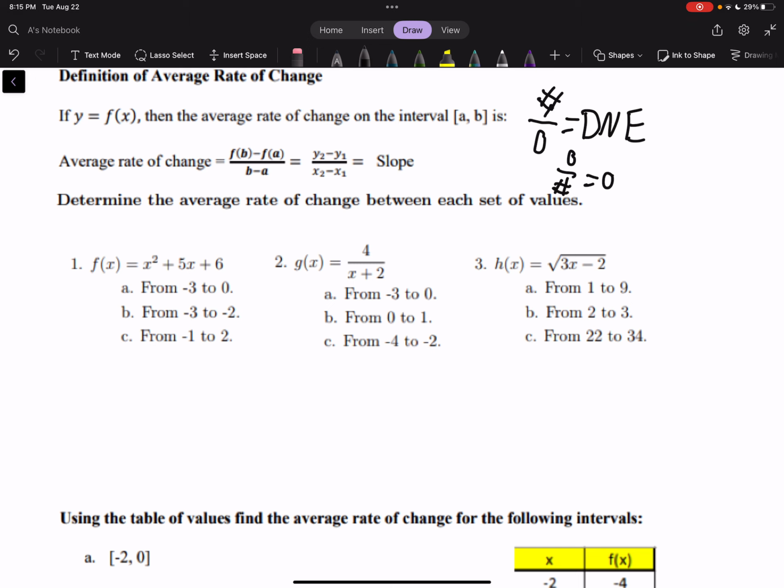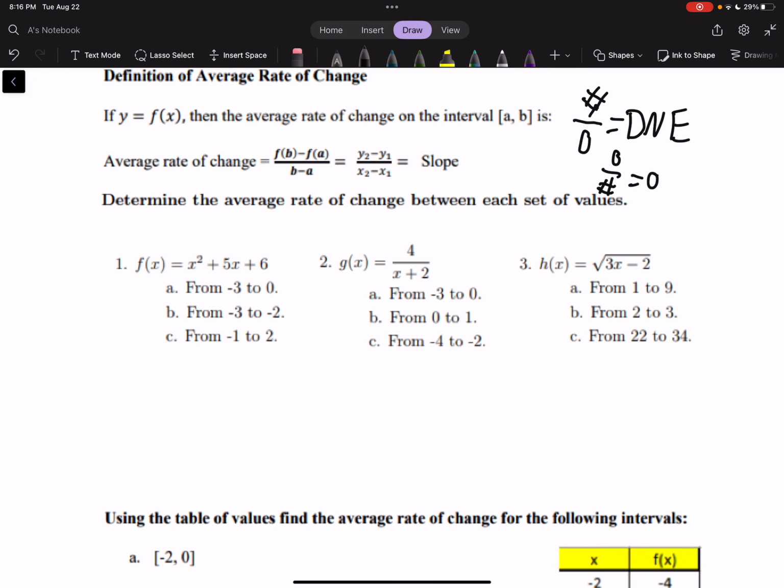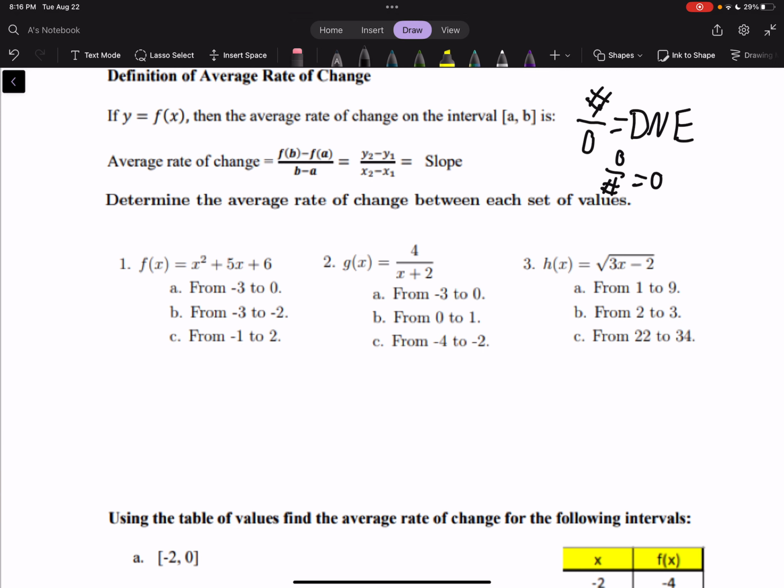Number 1. f of x is equal to x squared plus 5x plus 6 from negative 3 to 0. x1 and x2 are arbitrary. I'm going to choose the first one as x1 and the second one as x2. This is an aside, you don't need to think too much about this. I just do want to show you.